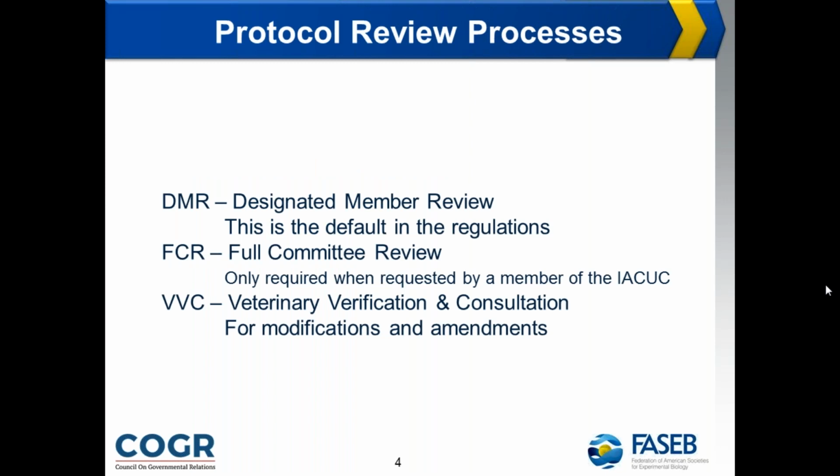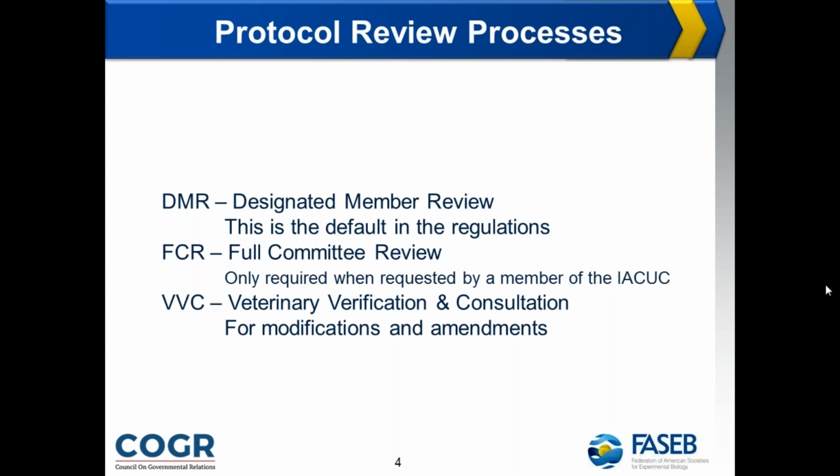Thanks, JR, and thanks, Naomi and FASEB. So in the regulations, they outline two specific ways of reviewing protocols, and then they've just introduced a third process. So the primary and the default is called Designated Member Review, or DMR. It allows the IACUC chair to designate one or more qualified members of the IACUC to review a protocol, to approve, or request modifications to approve. Once the modifications have been reviewed, the designated member reviewer can approve the protocol.